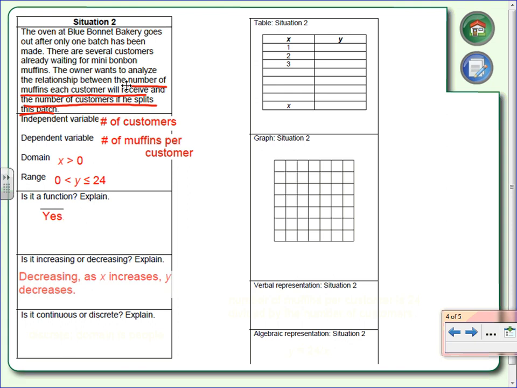And the reason we're saying it's decreasing is because the more people, the more customers, the fewer muffins they get. As the x's get bigger, the y's get smaller. As the number of customers increases, the number of muffins they get decreases.